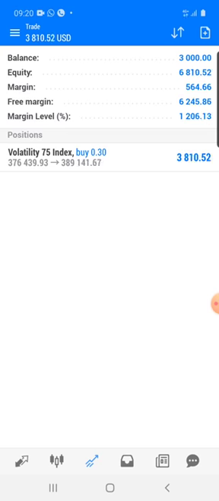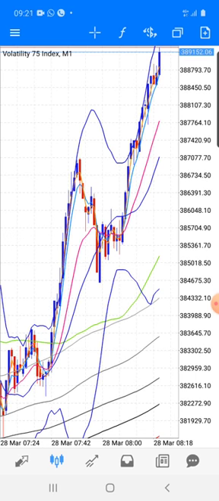Remember I told you, just take one trade, 1 to 3 trades every week, and you can double your account if you know what you're doing.